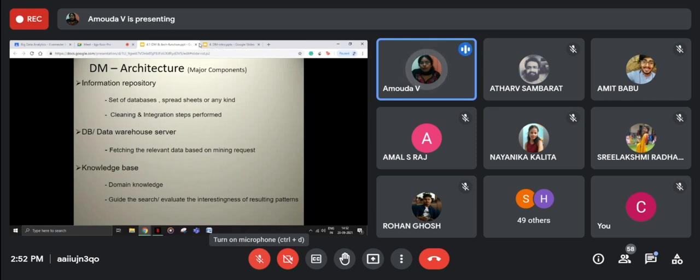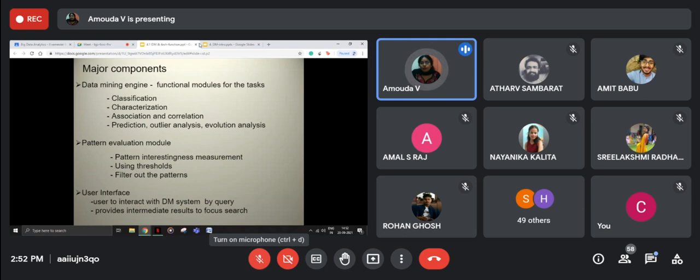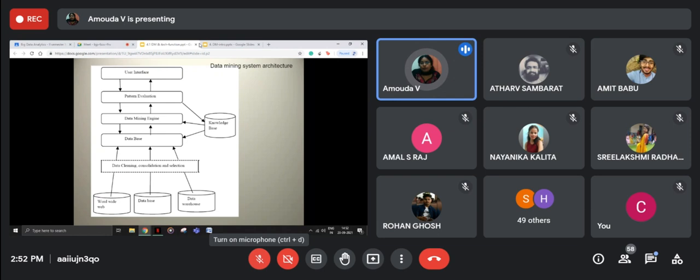Okay, fine. If you say that the modules are there, obviously you need to have components. Components may be software, hardware, or an OS, anything. So what is the architecture of data mining? An information repository to store the data. That is important. Then a database or data warehouse, then a knowledge base, where you store the knowledge. Then the data mining engine, pattern evaluation module, and user interface. All these modules will be there in the picture.